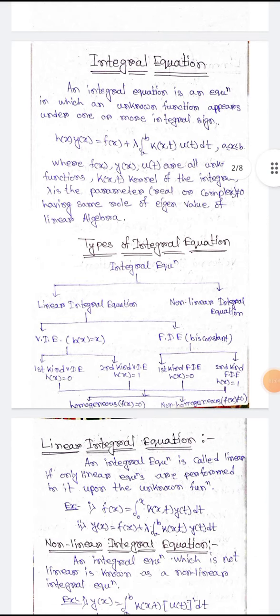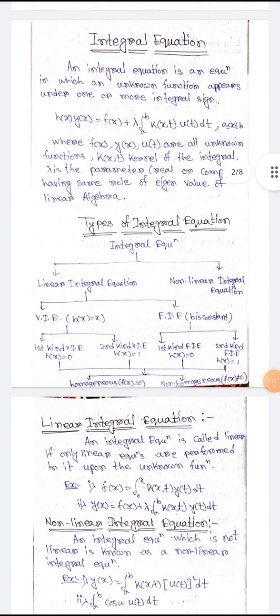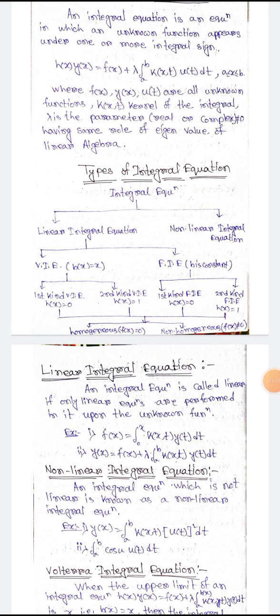Here are the types of integral equation. Integral equations are divided into two types: linear integral equation and non-linear integral equation. Linear integral equations are also divided into two types: Volterra integral equations, where b(x) equals x, and Fredholm integral equations, where b is a constant. Volterra and Fredholm integral equations are divided into two types, first kind and second kind, and all the linear integral equations are divided into two types, homogeneous and non-homogeneous.